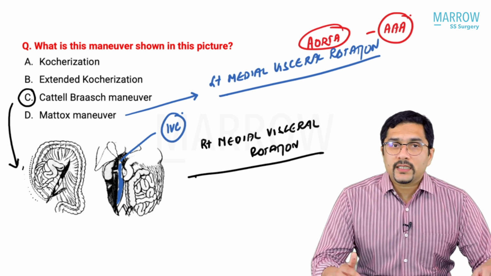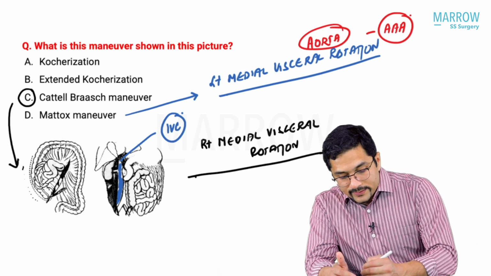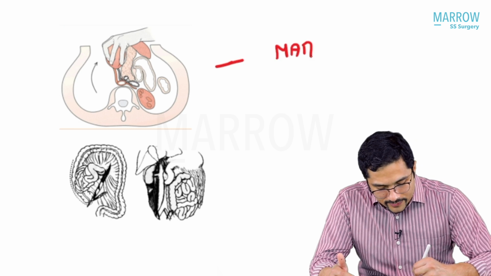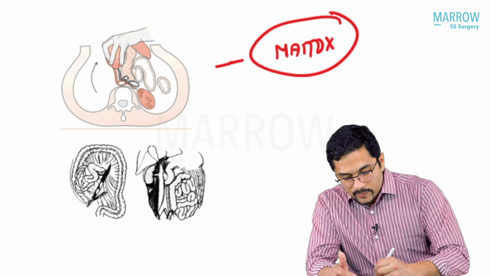Kocherization, you know, is mobilization of the duodenum, right. So, these maneuvers you should know for the exam. So, this one here is Mattox, which is left medial visceral rotation, and this one is Cattell-Braasch, which I just explained to you.